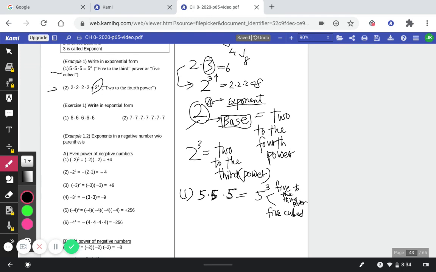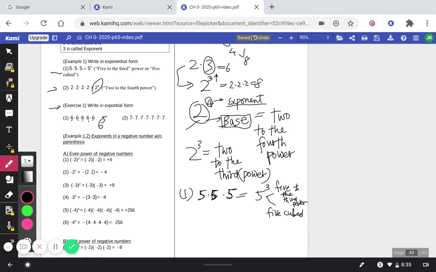Okay, good. Now exercise 1. Write in exponential format: you're multiplying 6 times 6 times 6 times 6 times 6. So the base is 6, and the exponent becomes 5. That's how you express this product in exponential format.